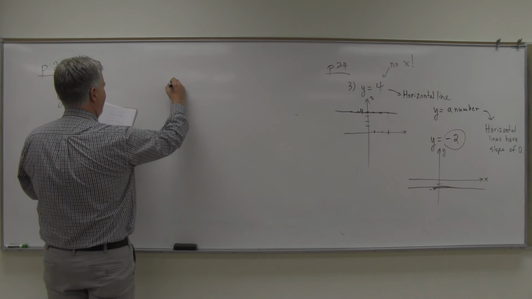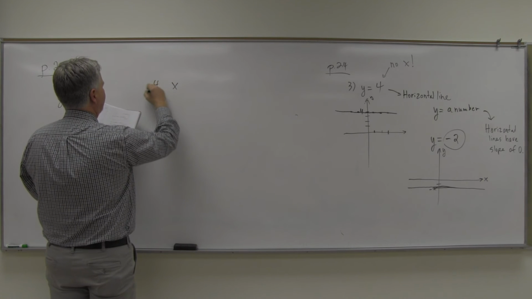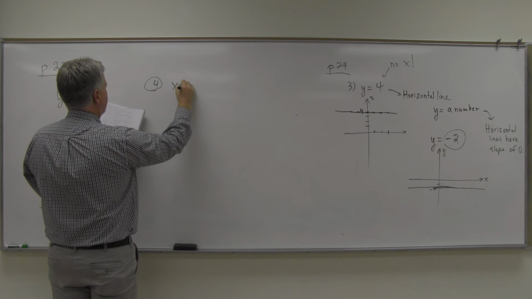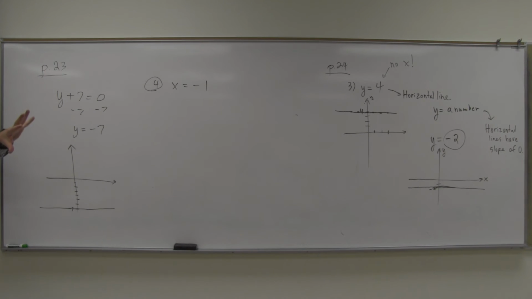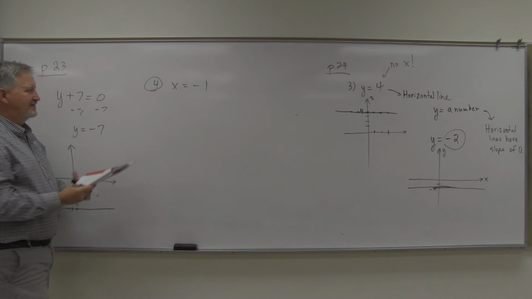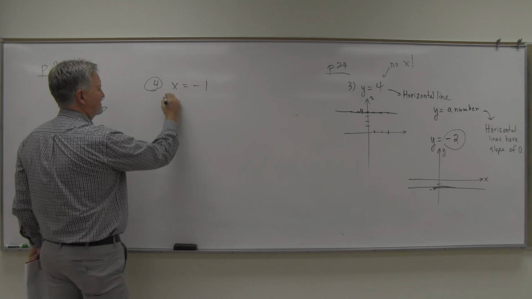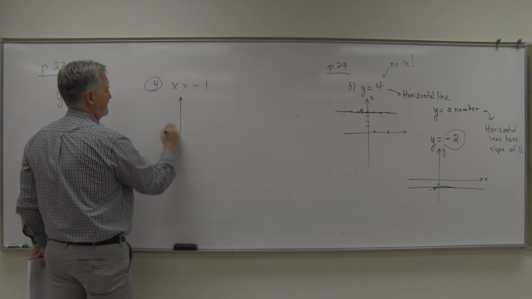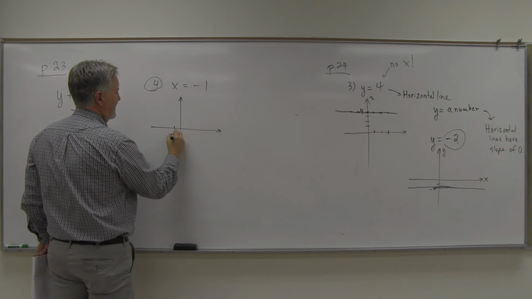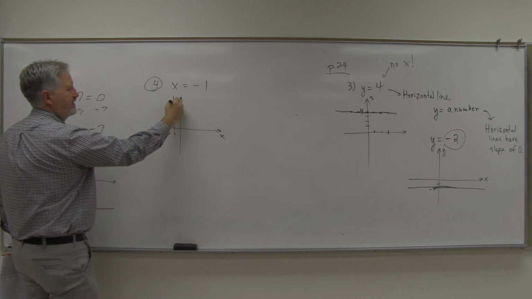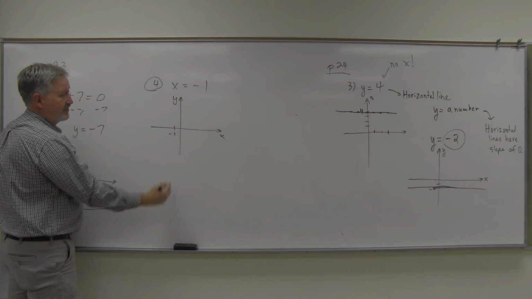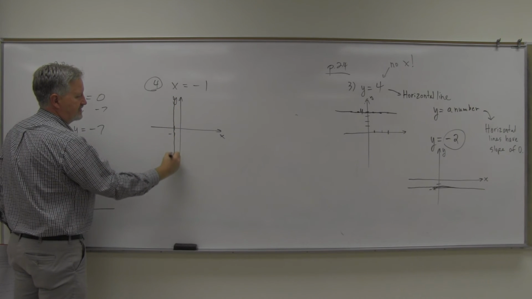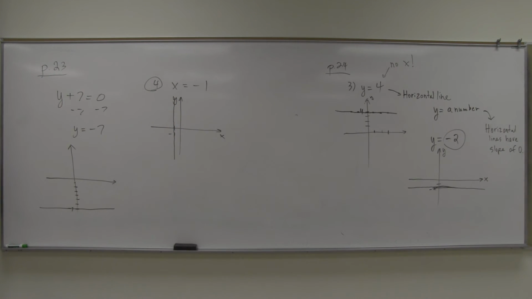All right, well, guess what? Number 4, page 24 there, x equals negative 1. Well, if y equals a number is a horizontal line, x equals a number is not horizontal because x is always a number there, locked in to be negative 1. And so the y, it doesn't matter what the y values are, the x values are all negative 1.